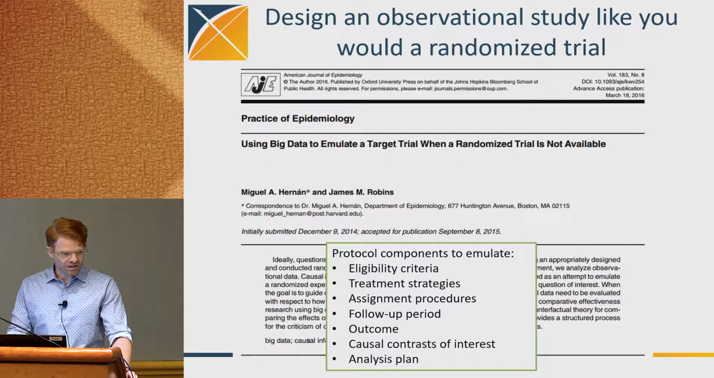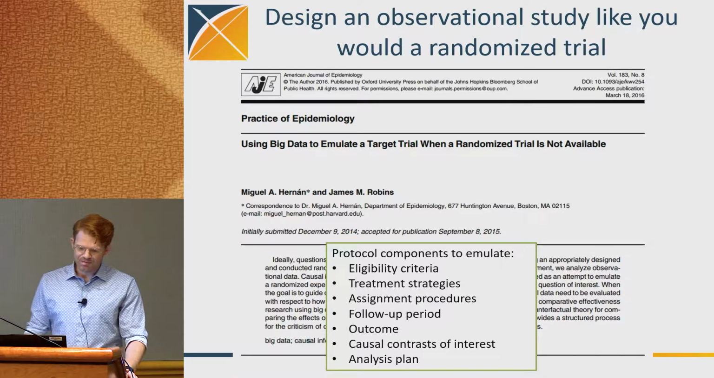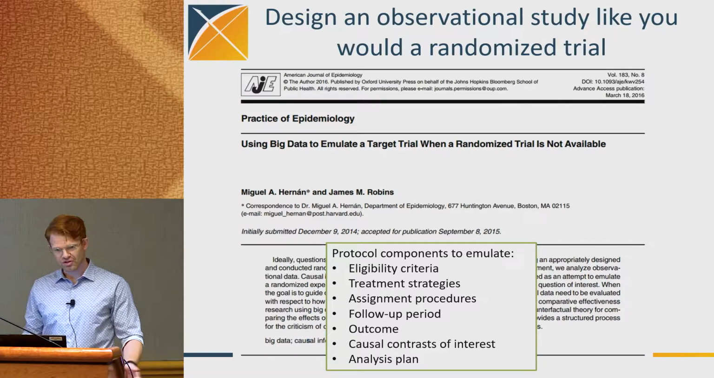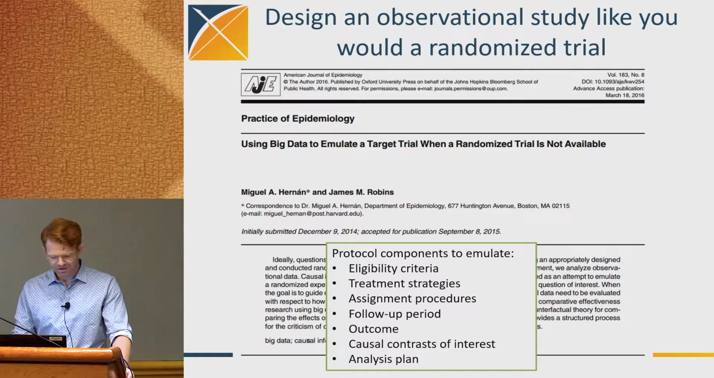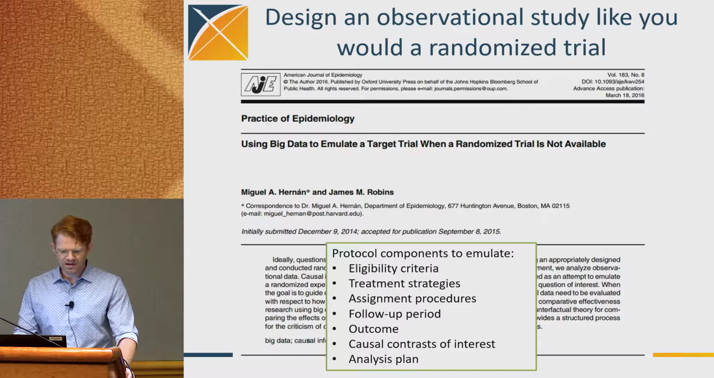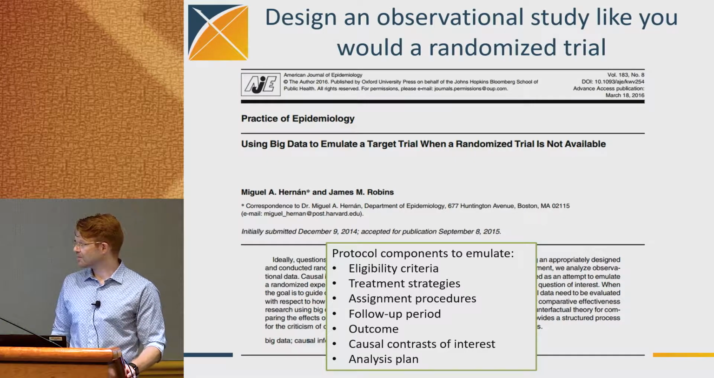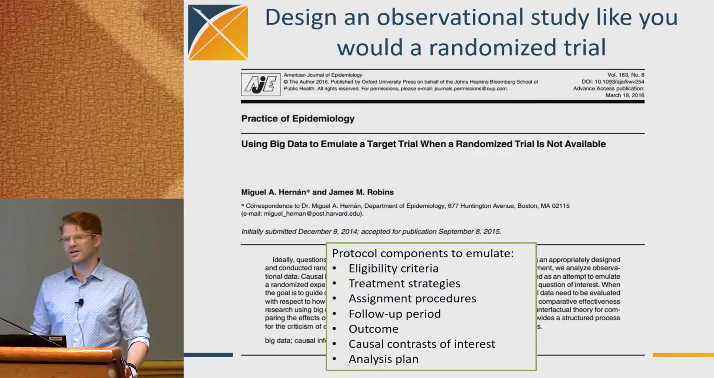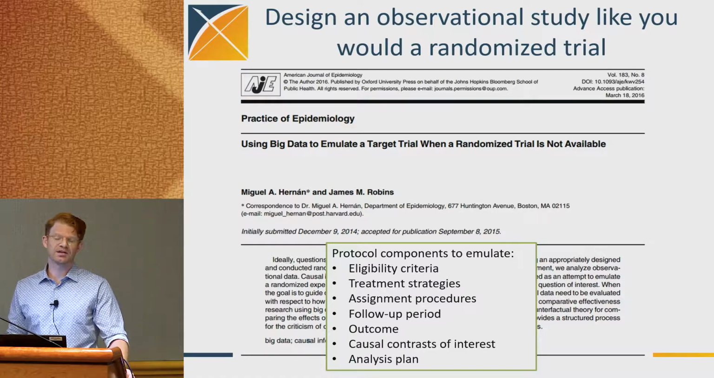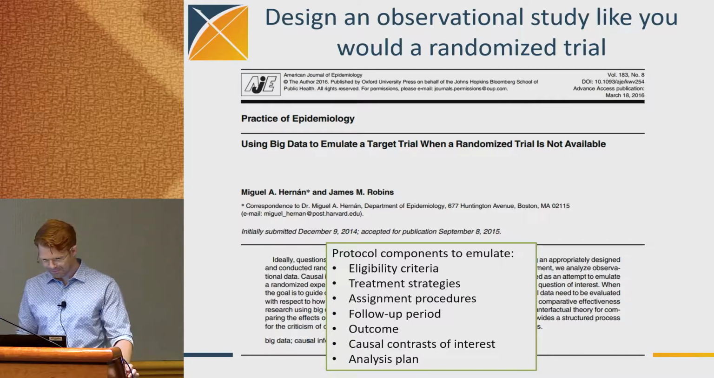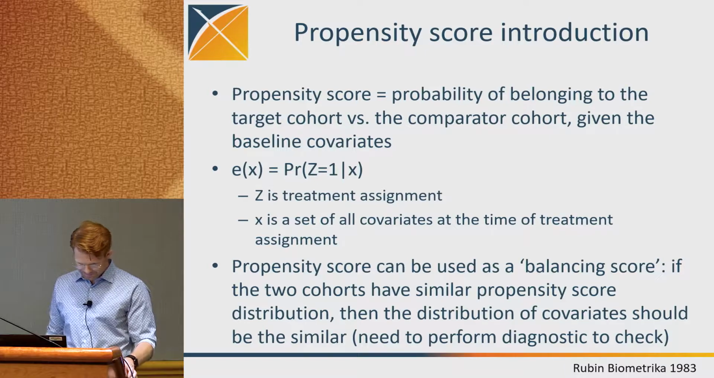Think about treatment strategies and assignment procedures. That's the tricky one. Assignment procedure in a trial, of course, is randomization, but it's definitely not otherwise. And you want to think of what a reasonable follow-up period is and what your outcomes are and the causal contrasts of interest and the analysis plan. So I definitely recommend reading this paper about how you can try to emulate this when your goal is to make a causal inference using observational data. You want to try to replicate the tried and true method for doing it.